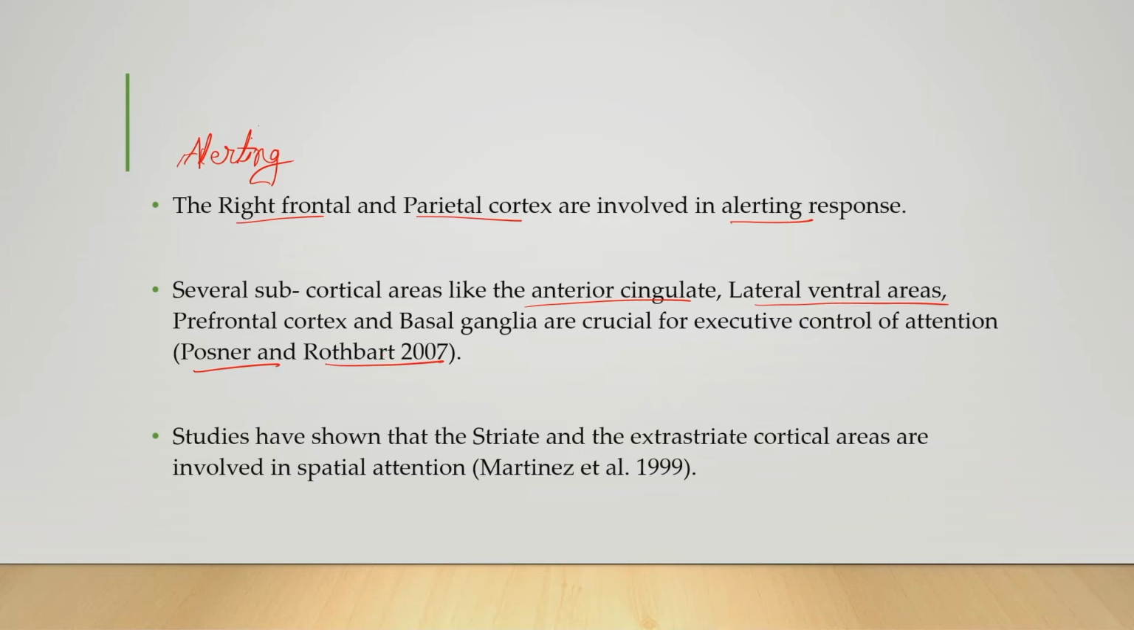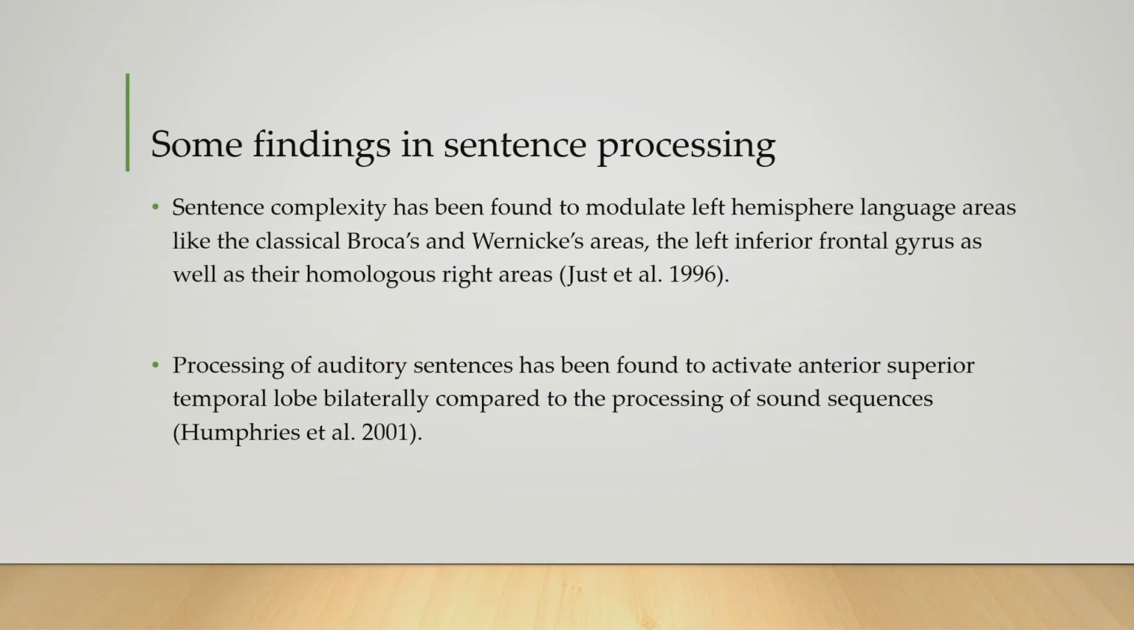Similarly, studies have also shown that some other domains of cortical areas are involved in spatial attention. Remember, we talked about attention in space and so on. So, there are various brain regions, cortical as well as subcortical areas, that are activated while we either orient our attention or alert our attention, and then there is an executive control mechanism of that attention. So, there are various areas.